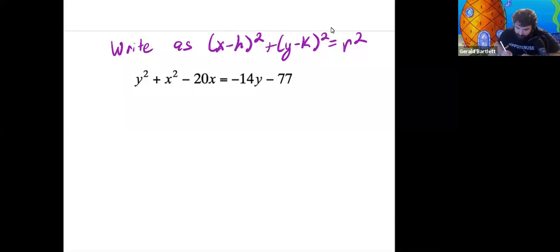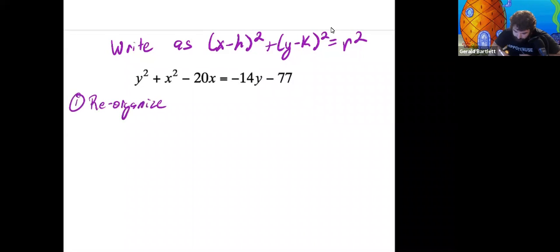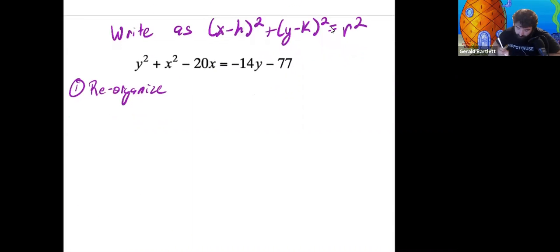Here is your biggest step. Step 1 is the big step, and it is reorganize. So I want to get everything to where my x's and my y's are kind of together, my numbers are on the right, and everything works out a little nicer. So a lot of reorganization to do here.